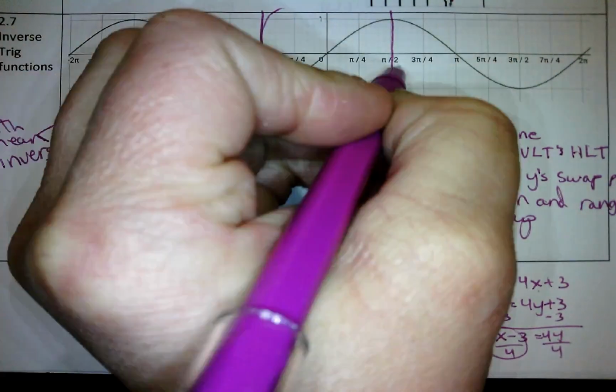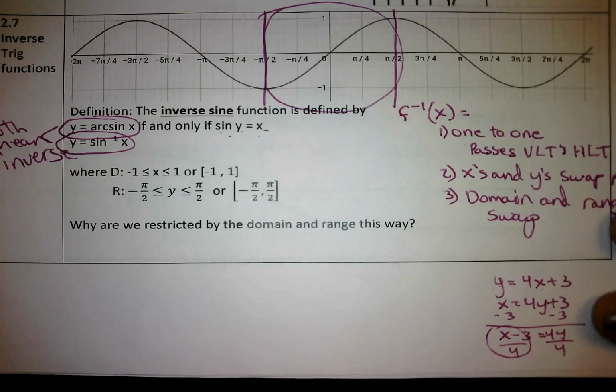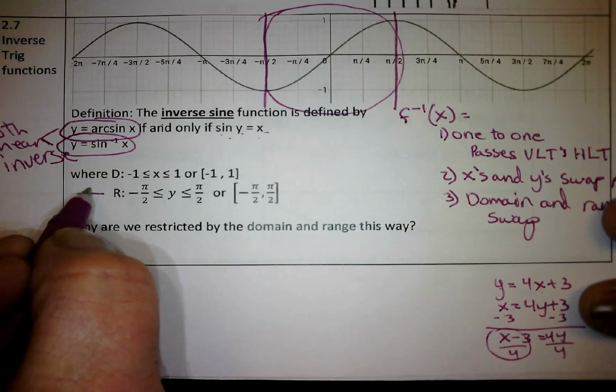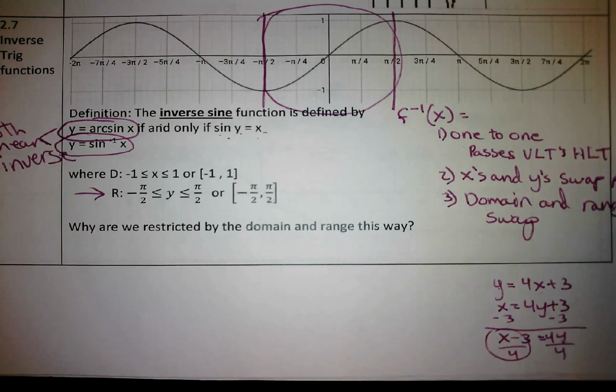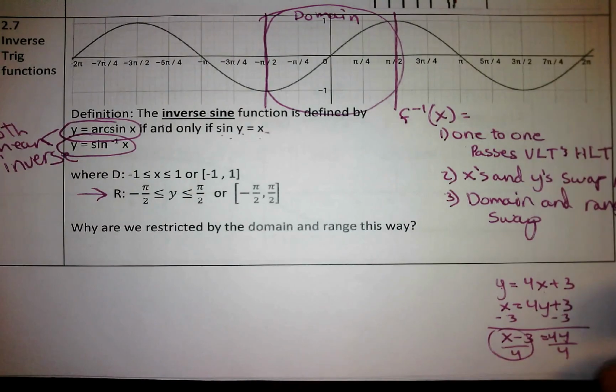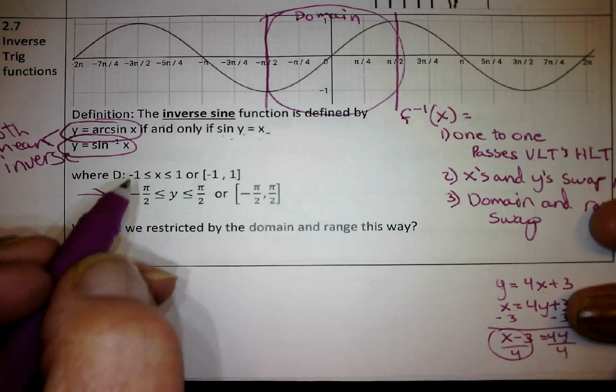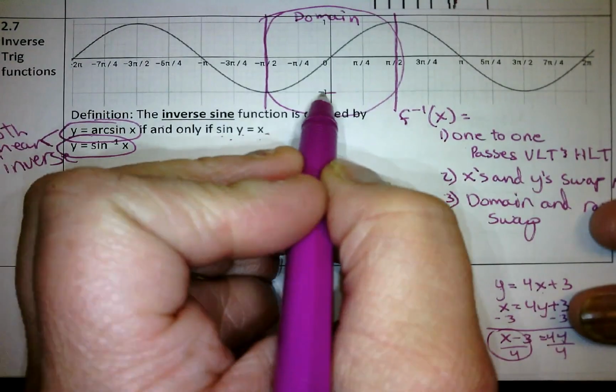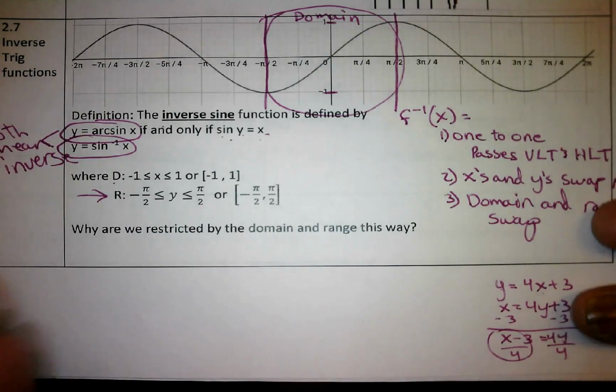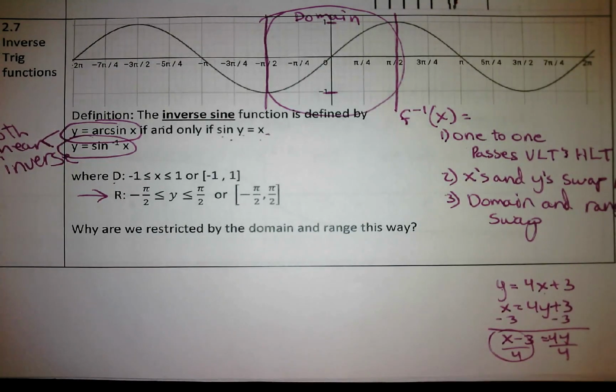negative pi over 2 and pi over 2. Okay? So that is going to become our new range. It's our domain here, but that's going to become our new range. And our new domain, here our range is negative 1 to 1. So our new domain is going to become negative 1 to 1. Okay. So the reason we're restricted by the domain and range is because our function has to be 1 to 1.